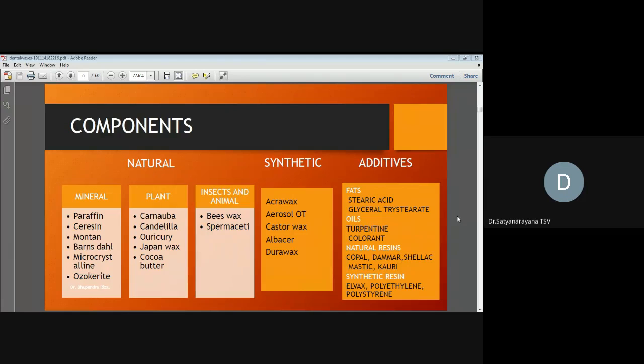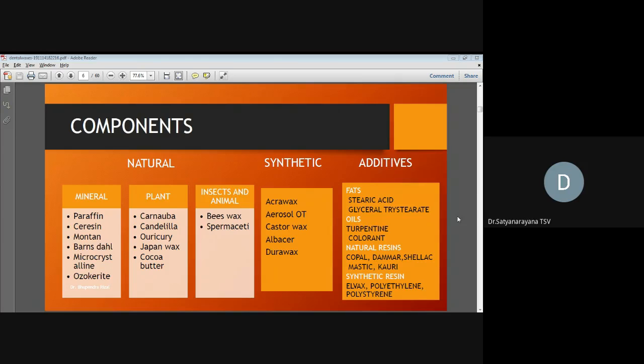Okay. Coming to the components, this is based on the source from which you derive your waxes. So there are natural waxes which occur in nature, synthetic waxes, and additives. Only waxes cannot be used, so some additives should be added. Those are stearic acid and glycerol tristearate, oils like turpentine and colorant, natural resins like copal, dammar, shellac, mastic, and kauri, and synthetic resins like polyethylene, polystyrene, and L-wax.